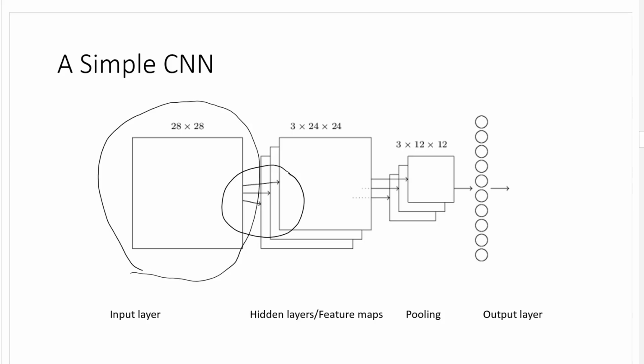Now, if you look at the output of the pooling stage, we are showing it as 3 times 12 by 12. That means the number of feature maps remains the same, but the size of the feature map has been reduced from 24 by 24 to 12 by 12, which tells you that the pooling mask size is 2 by 2. If we use a pooling mask size of 2 by 2, we are dividing our feature map by a factor of 2 in both the x and y directions. So 24 by 24 becomes 12 by 12.